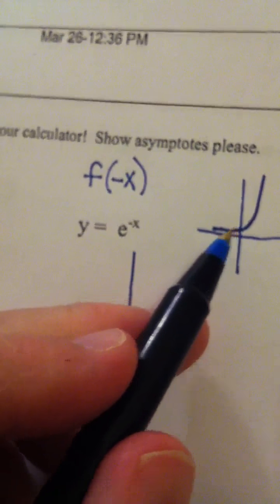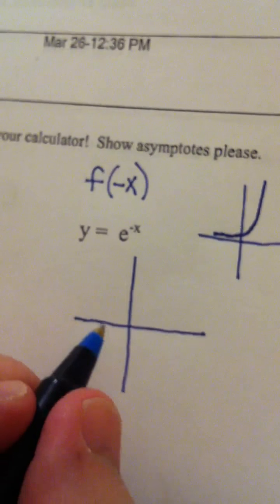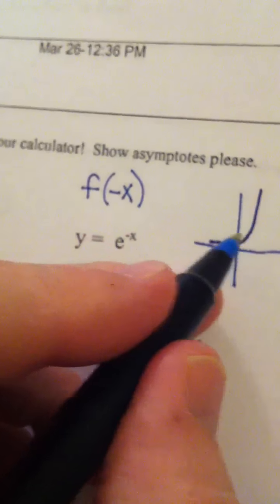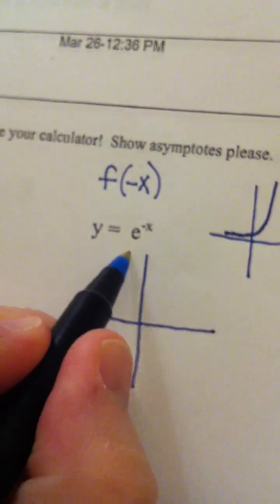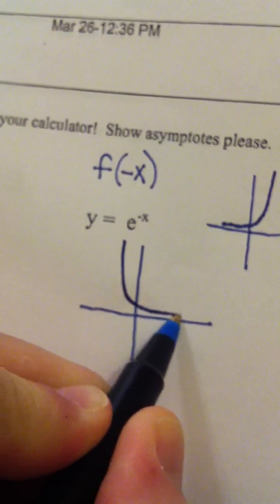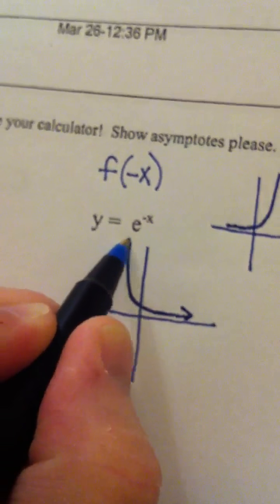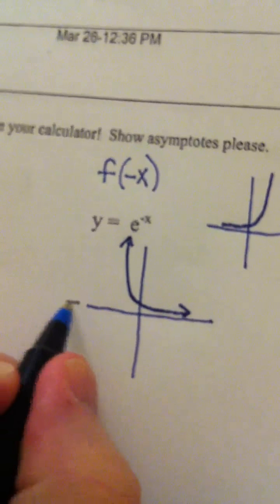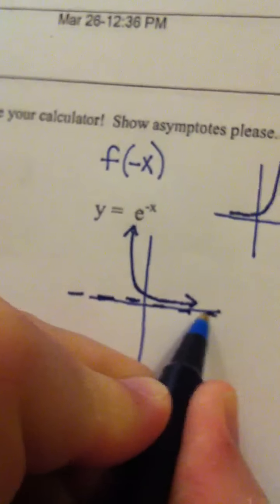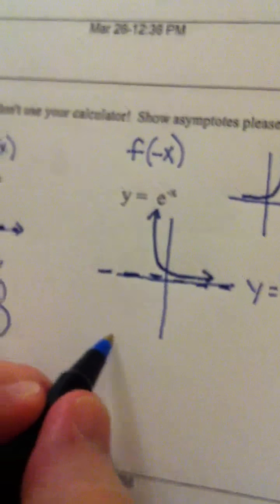So what ends up happening, if I do a reflection with respect to the y-axis, this little portion comes over here, and this portion comes over here, so we end up getting a graph that looks like this. That is called a reflection with respect to the y-axis. The asymptote is still the same. That would namely be the line y equals 0.